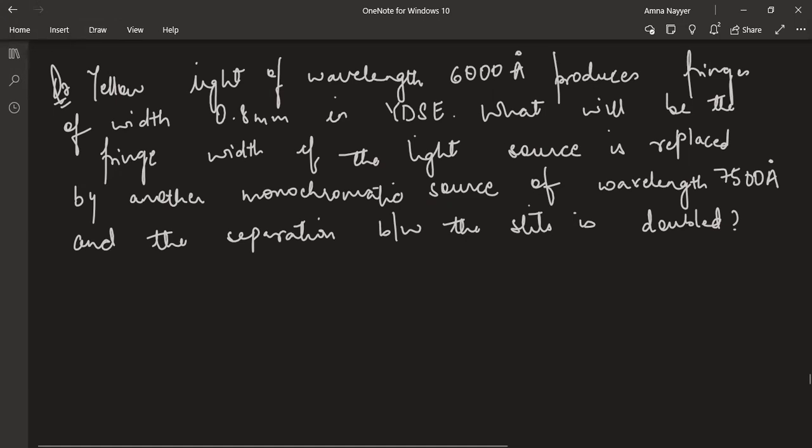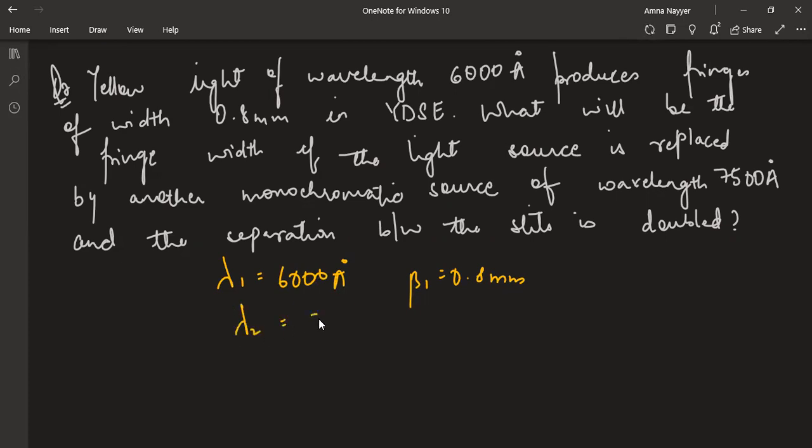Yes, class, answer this question. Lambda 1 is given as 6,000 angstrom, and beta 1 is given as 0.8 millimeters. Lambda 2 is given as 7,500 angstrom. You have to find out beta 2.